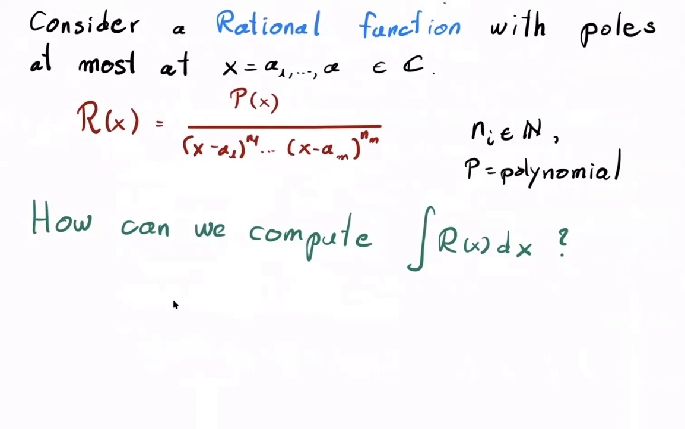So in order to get started, and to see what these generalizations are, let's start from the following exercise. Imagine I give you a rational function, and I tell you that this function has at most poles at certain places in the complex plane. Call these places A1 to AN.